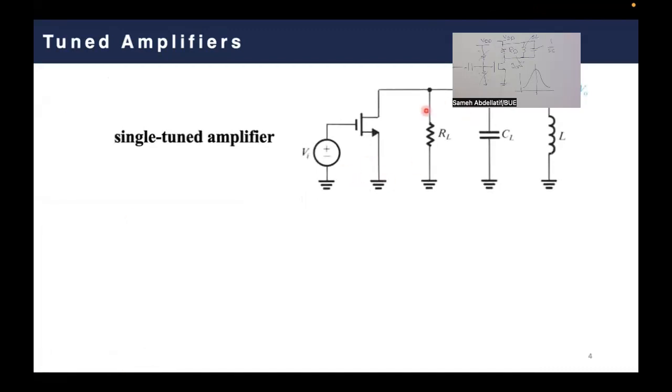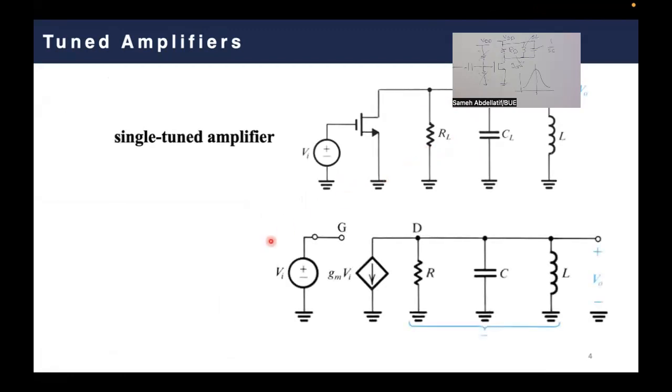Okay, so this is the circuit we are searching for. And using the very standard small signal model for a MOSFET, you can solve this circuit in an easy manner. So this is simply gm VGS, which is simply gm V input, because V input is VGS. No current is flowing in the gate, that's why we have this open circuit. And then these are the resistance, the capacitor, and the inductor of your circuit.